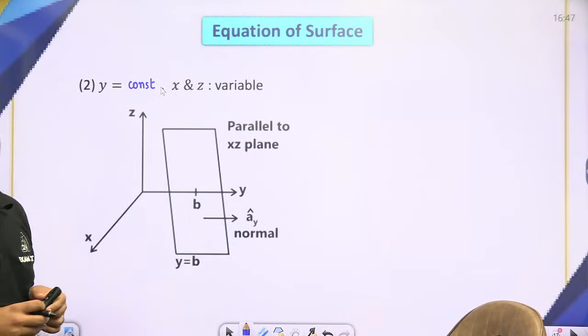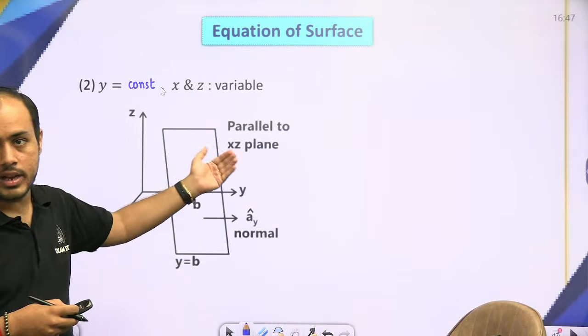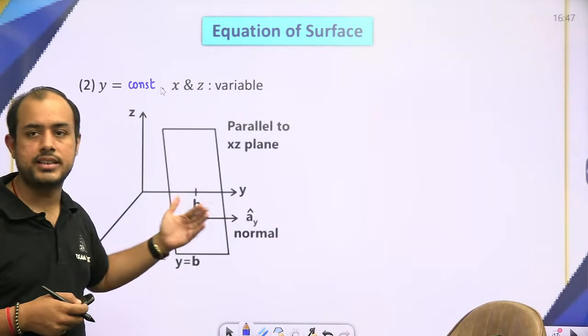So now y is constant, x and z are variable. So you will get a plane parallel to xz plane and the normal direction is y cap.